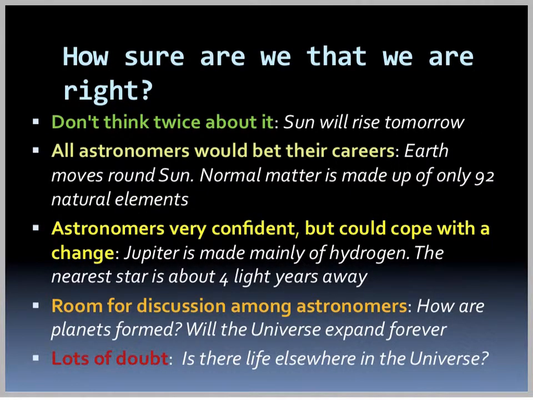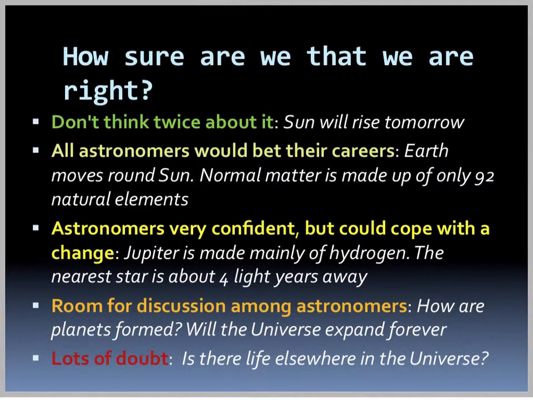For example, there are going to be things that we're not going to think twice about. The Sun will rise tomorrow. Things that all astronomers would bet their careers on. Earth moves around the Sun. Normal matter is made up of 92 natural elements.